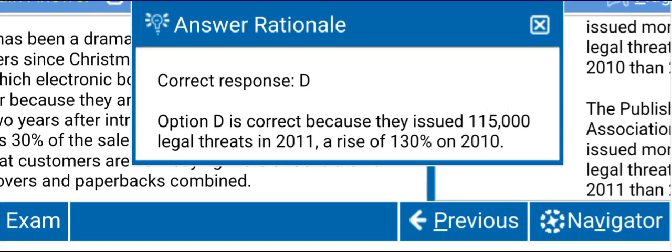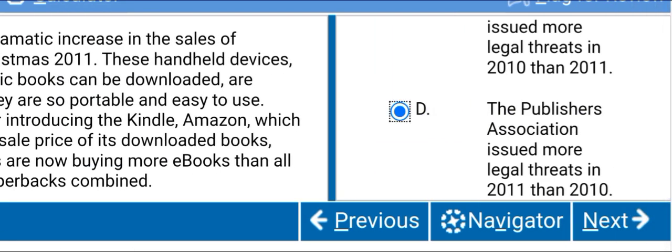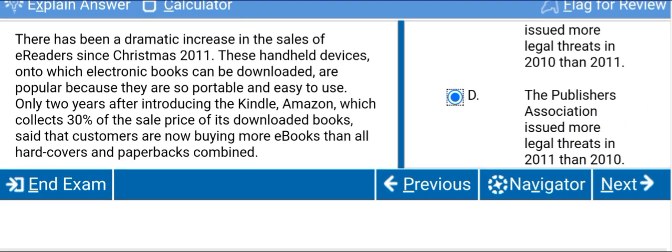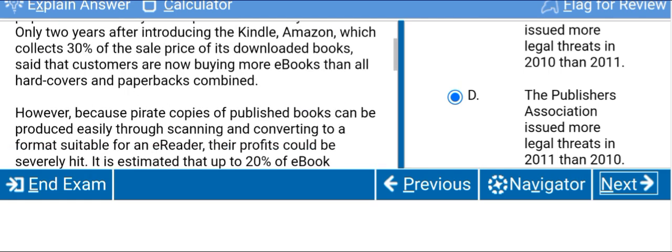Option D is correct because they issued 115,000 legal threats in 2011, a rise of 130% from 2010. So we have option D as the correct option.